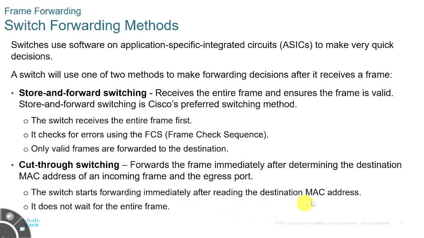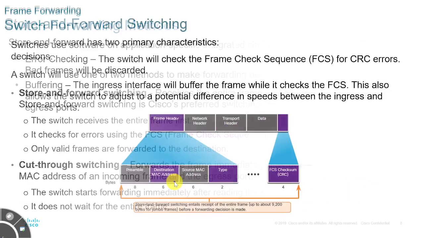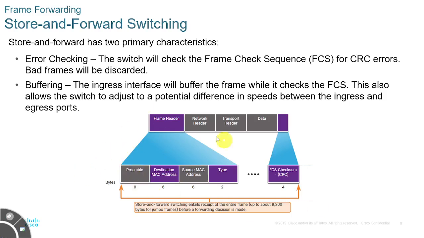It reads the destination MAC. If it knows it, it immediately forwards. As you see here, store and forward has two characteristics. The first one is error checking. The switch will check for errors using CRC, for example.